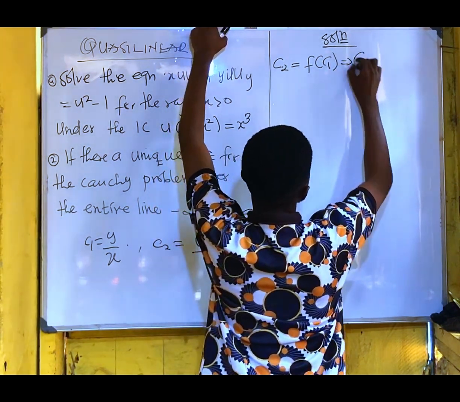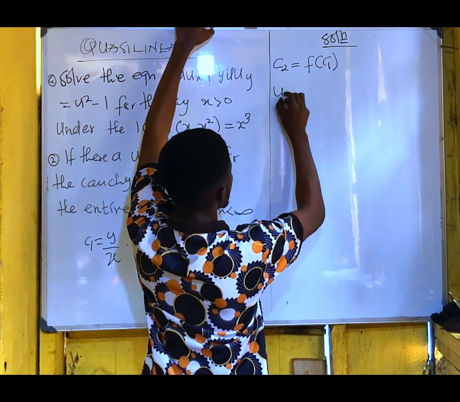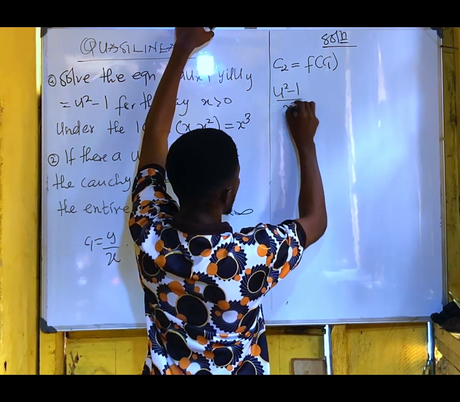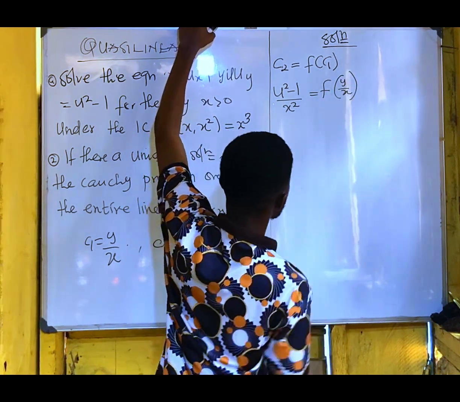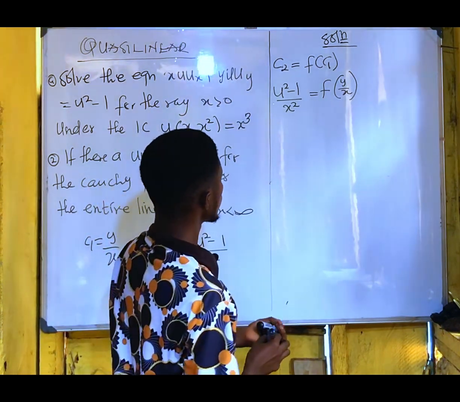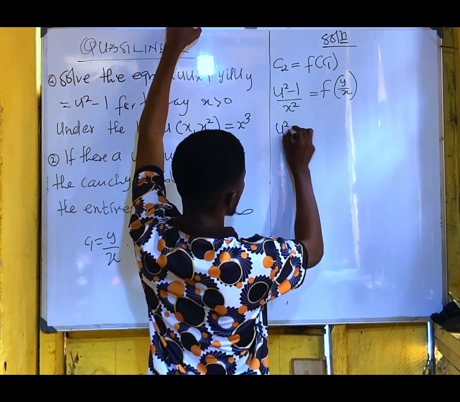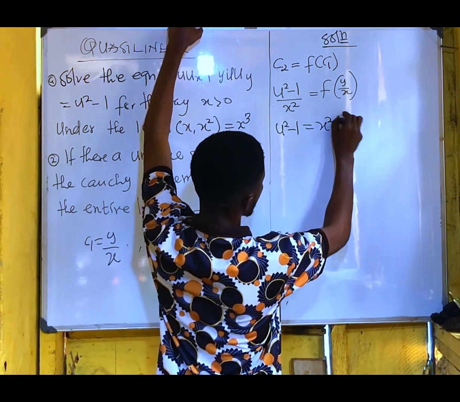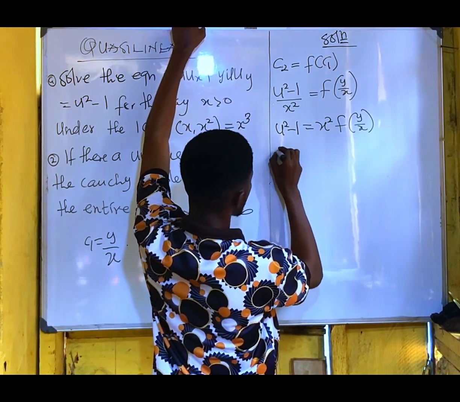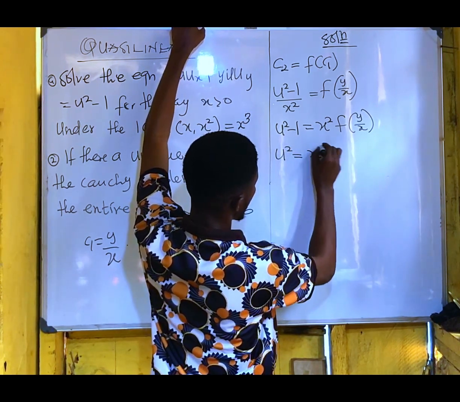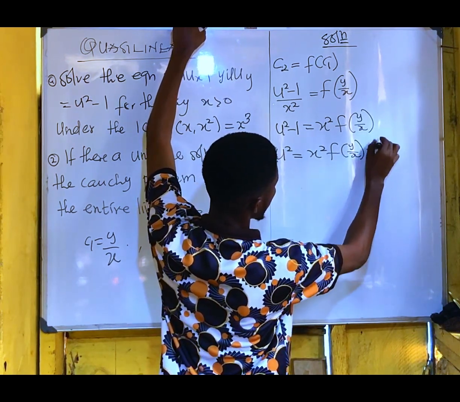This implies that, okay, let me calm down. We have u square minus 1 over x square equals f of y over x. Is that okay? So this is what we are going to have. Trying to make u squared the subject first. So we are going to have u squared minus 1 equals x squared f at y over x. Is that okay? So that u squared is equal to x squared f at y over x plus 1.